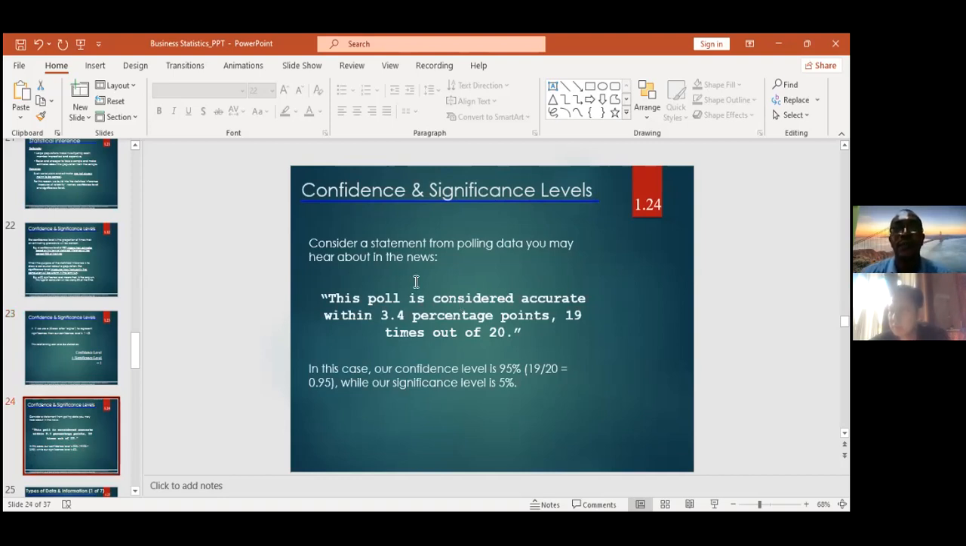So let's consider this statement. Let's say you find this statement maybe on TV or somewhere in the newspaper. Consider a statement from polling data you may hear about in the news. This poll is considered accurate within 3.4 percentage points, 19 times out of 20. So 19 divided by 20 times 100 will give you 95%. So our significance level will be 5%. So with this kind of statement, we can easily calculate what our confidence level is, because 19 is close to 20. So we can calculate the percentage.